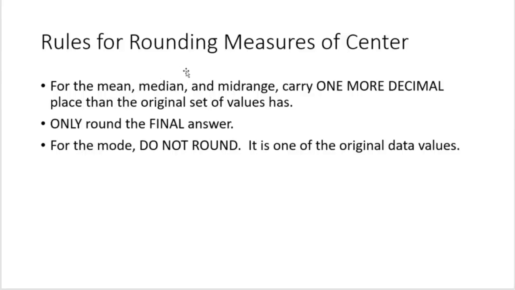So today we've talked about mean, median, mode, and mid-range. The mode you're not going to round. It is one of your original data values. It's the value that actually occurs the most. So you shouldn't have to round it at all. It's one of your data values exactly.